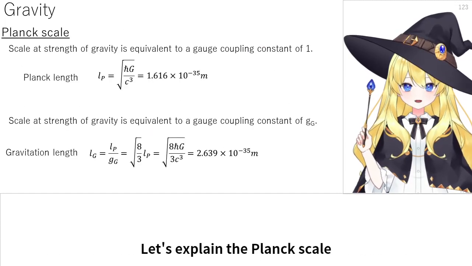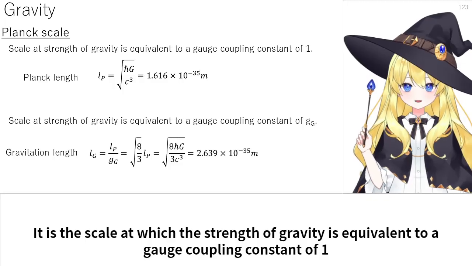Let's explain the Planck scale. It is the scale at which the strength of gravity is equivalent to a gauge coupling constant of 1.